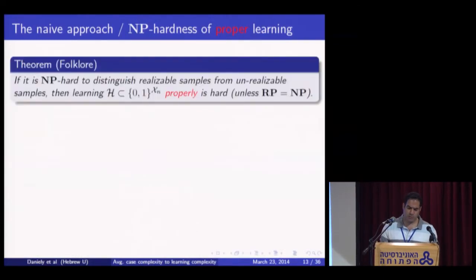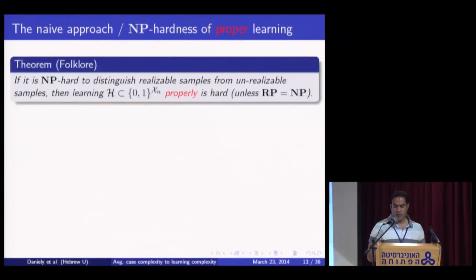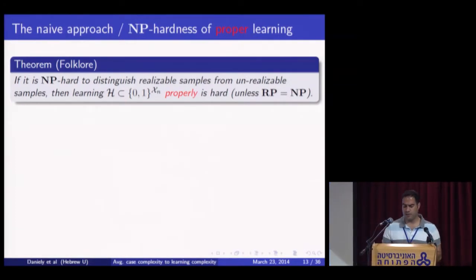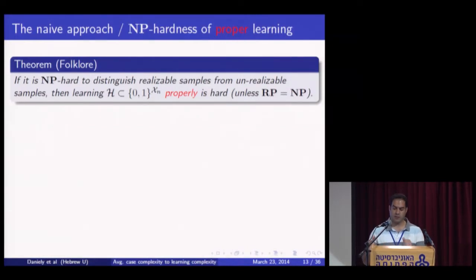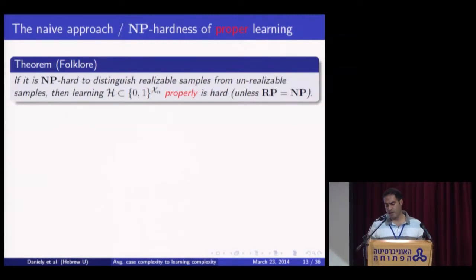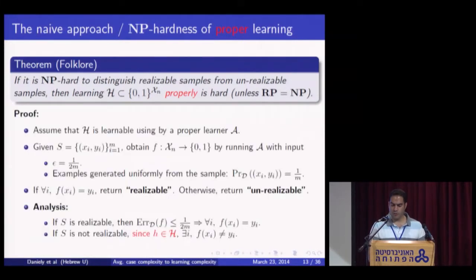And why is it so important? Because of the following quite simple theorem, which tells us that if it is NP-hard to distinguish realizable samples from unrealizable samples, then no proper learning algorithm can learn H efficiently unless NP equals RP. I'll show you the proof of this theorem, first because it is a simple and nice proof, and second, because our proof is a variant of this proof.